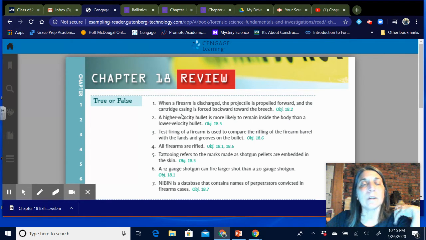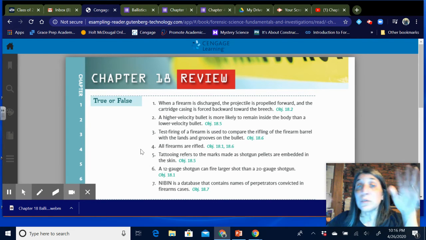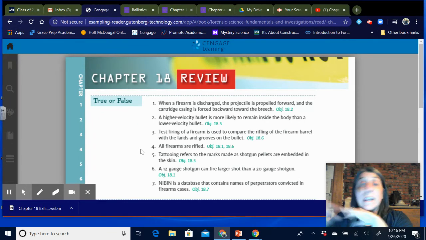Just like we've done a couple of other times, you'll do these review questions at the back of the chapter. You're going to write out the whole question. You can put true or false out to the side. If it's false, I would either put in parentheses how to make it true, or change the false part and make it true. Whatever works best for you, so long as you know how to change a false statement to make it true.